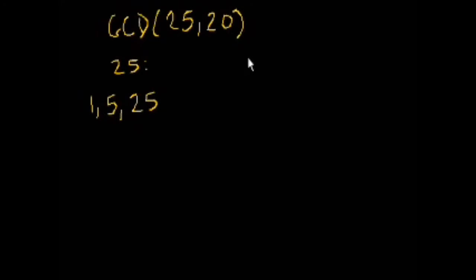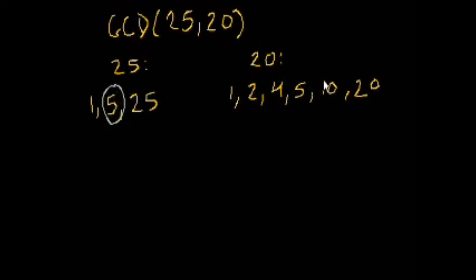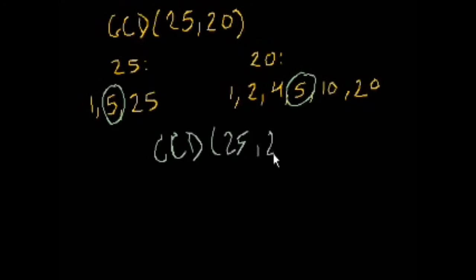And then now we do the factors of 20. The factors of 20 are 1, 2, 4, 5, 10, and 20. And if we just look at this by inspection, we see, well, they both share 1, but that's nothing special. But they both have the common factor of, you got it, 5. So the greatest common divisor, or greatest common factor of 25 and 20, well, that equals 5.